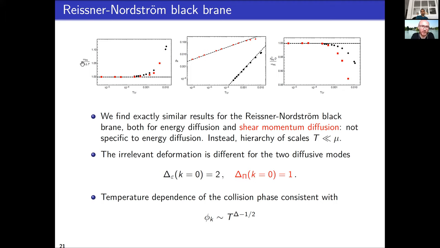So this seems to be robust for these AdS2 systems. You just need to know what delta is, and then you can predict the equilibration timescale. Now, if we look at the phase, the temperature dependence is different and appears to be compatible with T to the delta minus 1/2. So again, this appears to be determined by IR data.